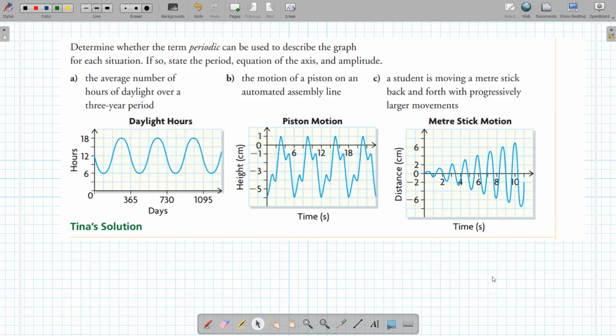Look at graph A, the one that says daylight hours. Is that periodic? It is, right? It loops back to where it started. So what is the period?